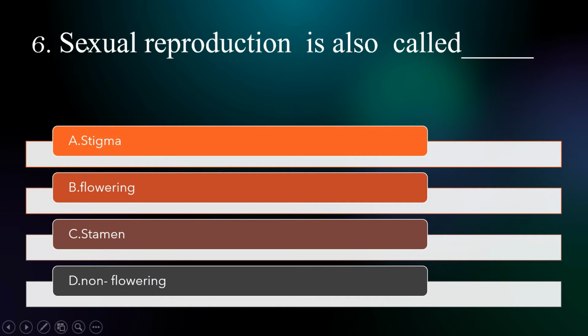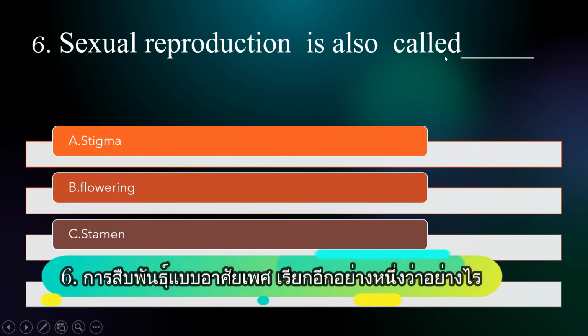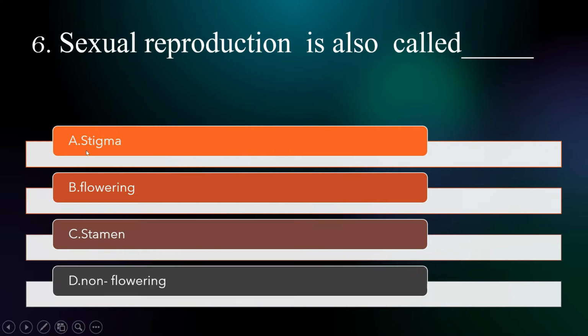Okay. Number 6. Sexual reproduction is also called blank. A. Stigma. B. Flowering. C. Stamen. D. Non-flowering.